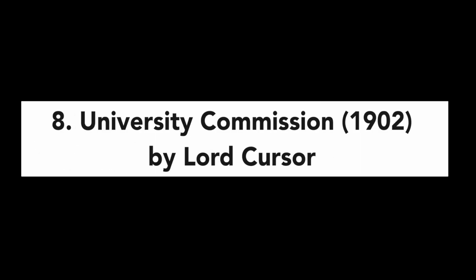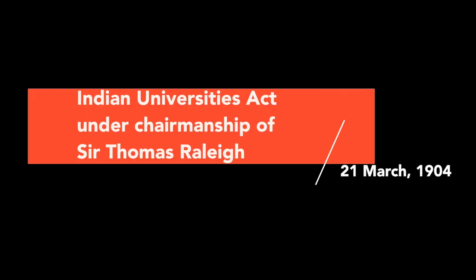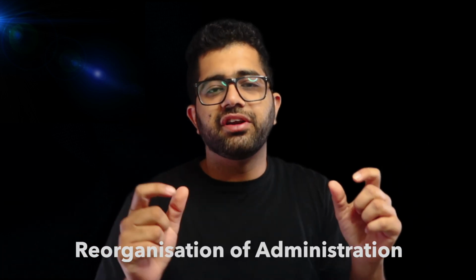Next one is University Commission, which came in 1902. Again, it was led by Lord Curzon, but later this University Commission was renamed on 21st of March 1904 as Indian Universities Act under chairmanship of Sir Thomas Raleigh. So basically in this he recommended reorganizing the administration of universities.